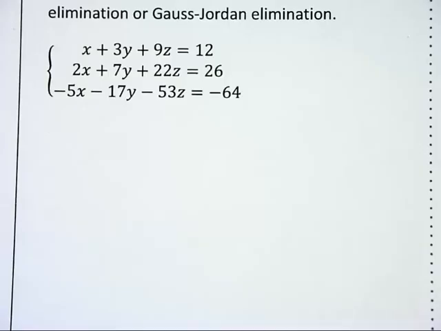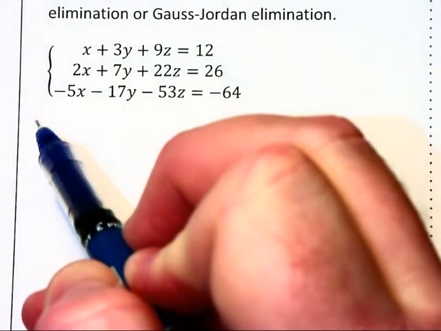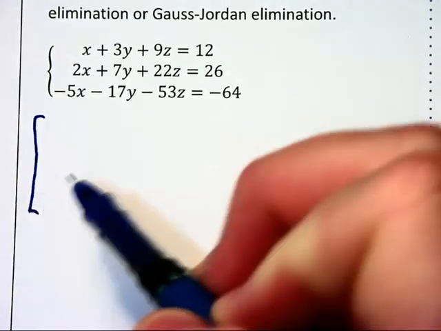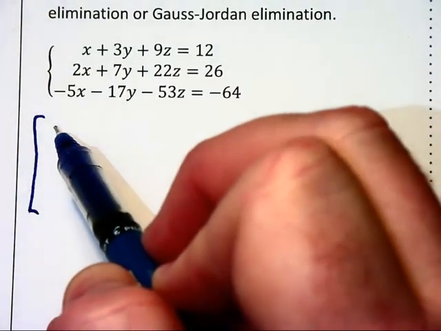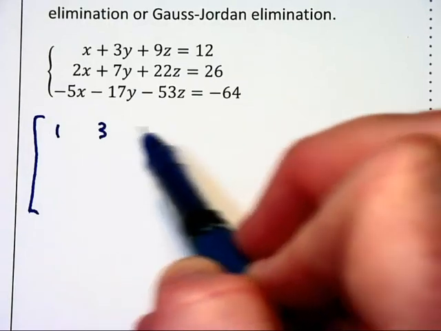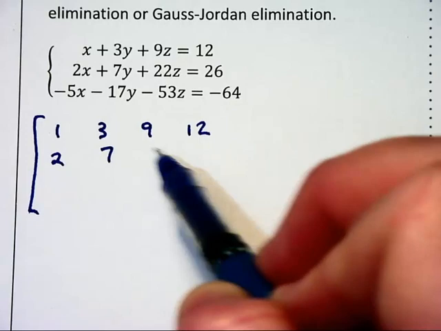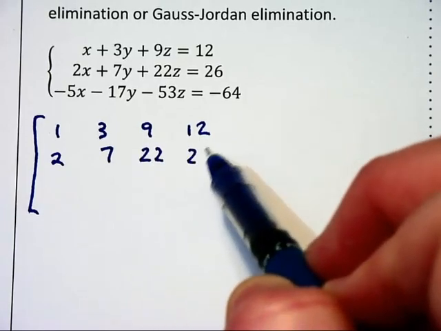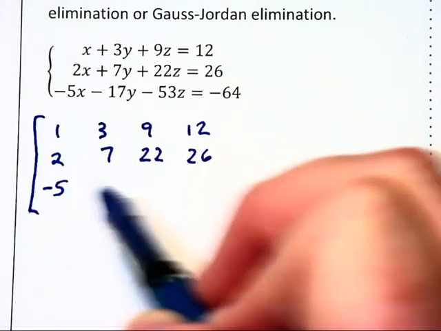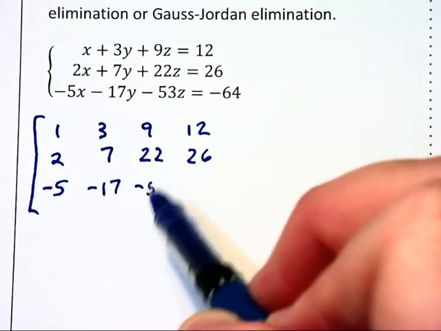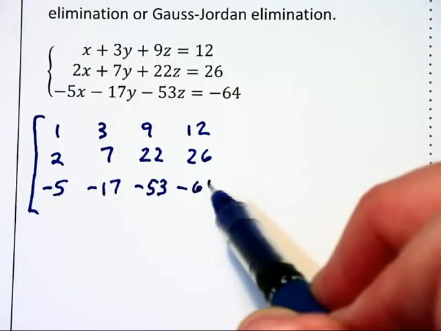We have three equations again. None of them appear to be parallel or the same line, so let's continue on doing what we did just a moment ago. Let's write this as an augmented matrix. First row, 1, 3, 9, 12. Second row, 2, 7, 22, 26. Third row, negative 5, negative 17, negative 53, negative 64.